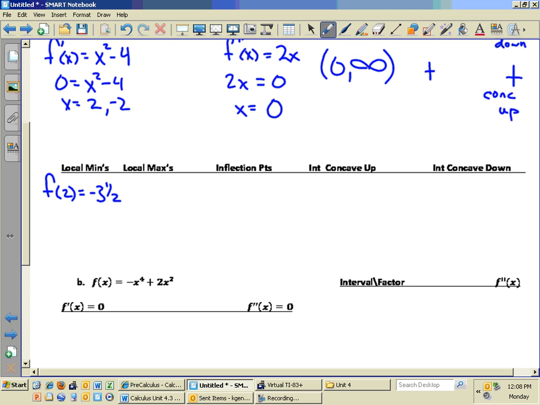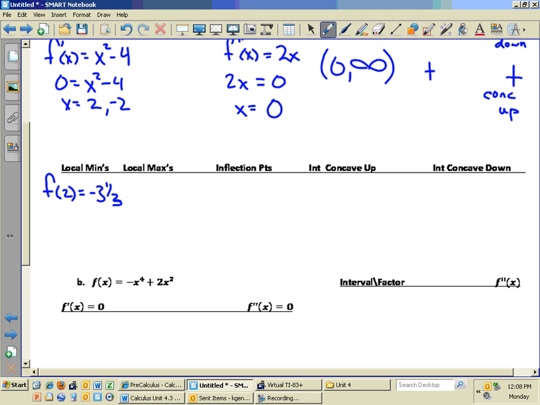So at the point 2, I have a local min, and it has a value of -3 and 1/3. Now, I want you guys to know, again, I know it was a local min because local mins have that shape wherever it's concave up. At point 2 is the interval where it's concave up. It's concave up at +2.